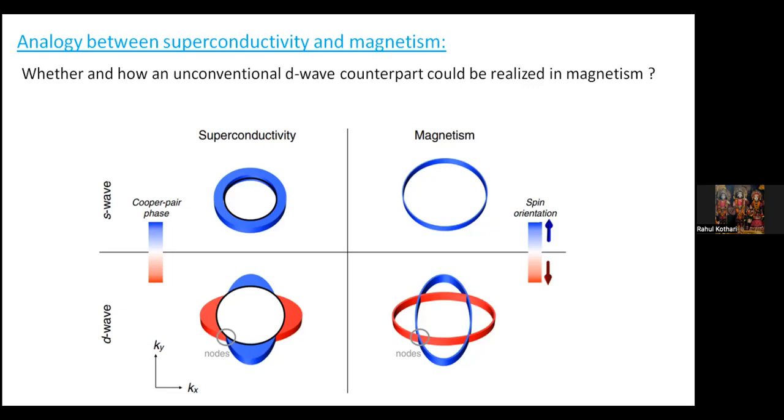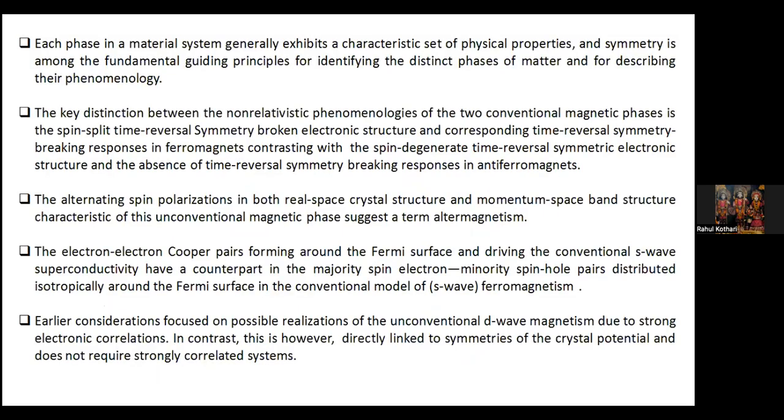But because of this spin group symmetry, they have categorized the entire material into three different classes. One is ferro, another is antiferro, and another one they have actually named altermagnetism. This is altermagnetism. What is it?